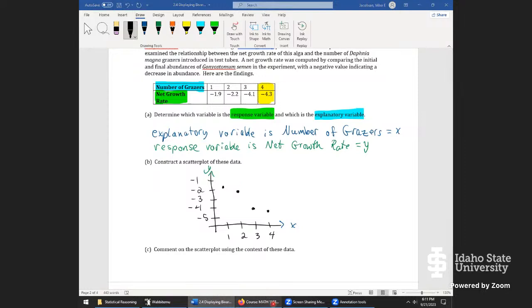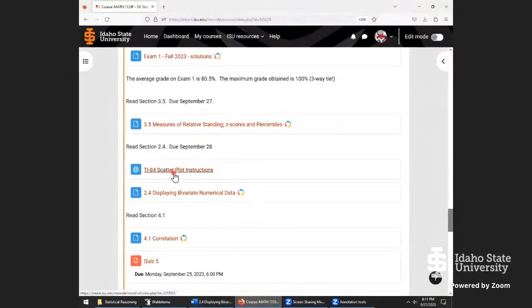So although it's tricky, you can always refer to these notes right here, the TI-84 scatter plot instructions, because it's not a quiz or exam problem. You'll never have to try to memorize all of those steps. And many of these steps you only do once. So let's do it ourselves.